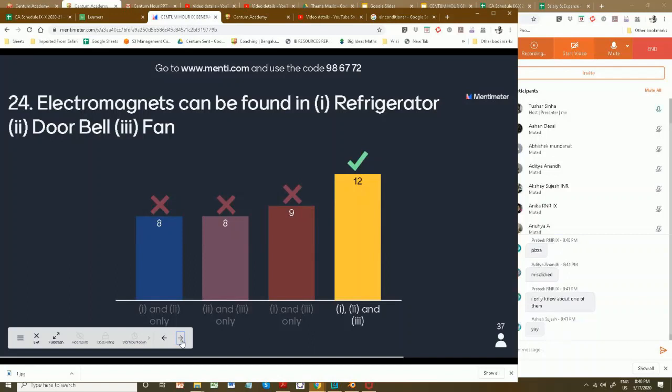Cool. That's nice. Very good. So electromagnets, only 12 people knew it. That's cool. Not many people know this.